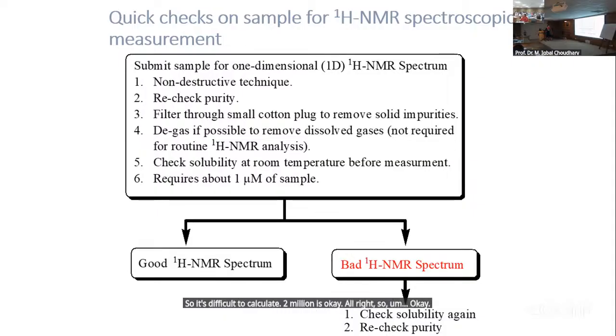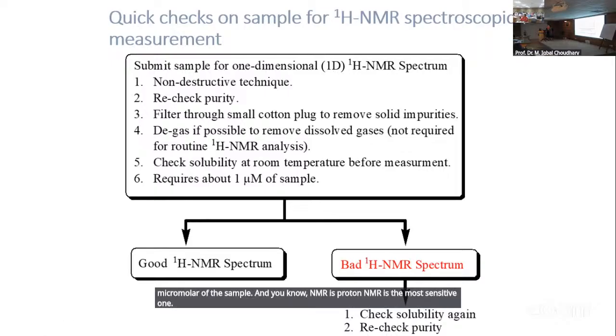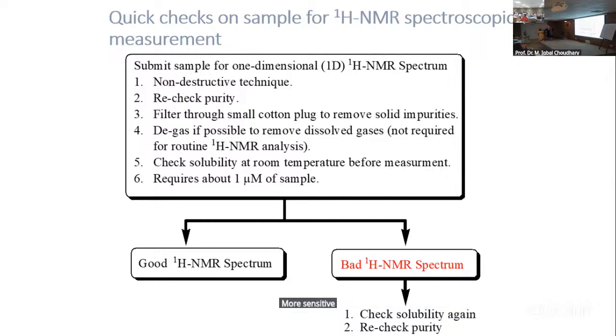So when we need to check the solubility at room temperature, it requires 1 micromolar of the sample. And you know, proton NMR is the most sensitive one. We are happy that at least proton is the most sensitive nucleus. You can easily get it.